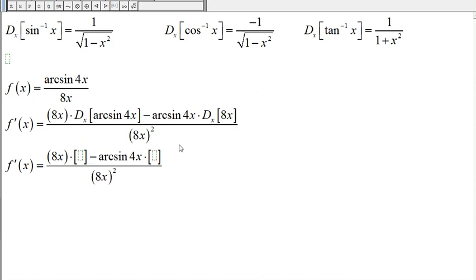The derivative of the 8x, that is 8. And then let's just go ahead and square this. 8x squared is 64 x squared. And then the derivative of arc sine of 4x, and then it'd be the chain rule right here.